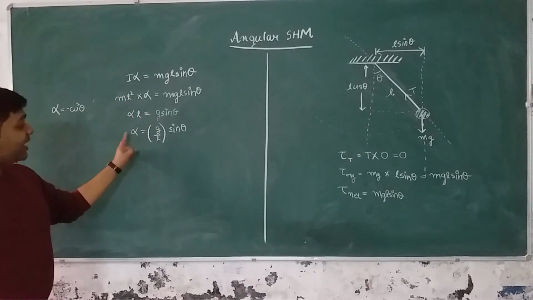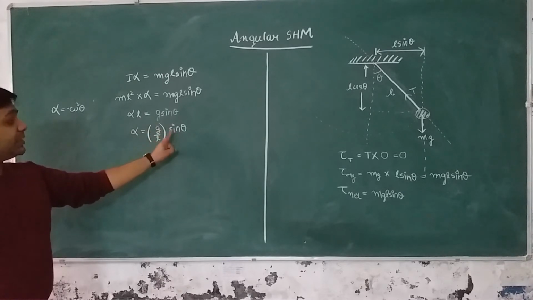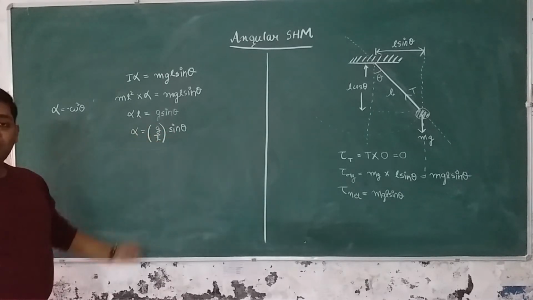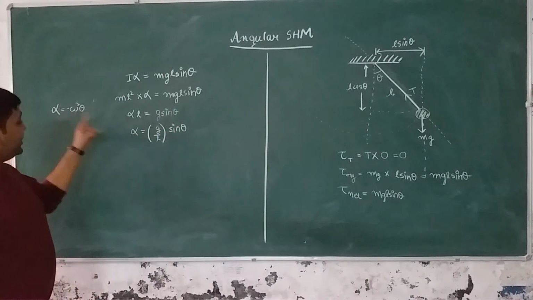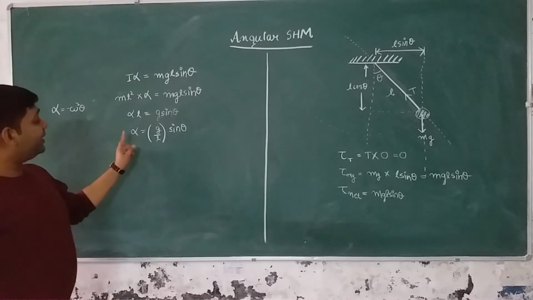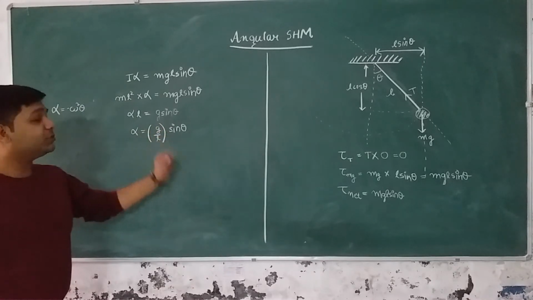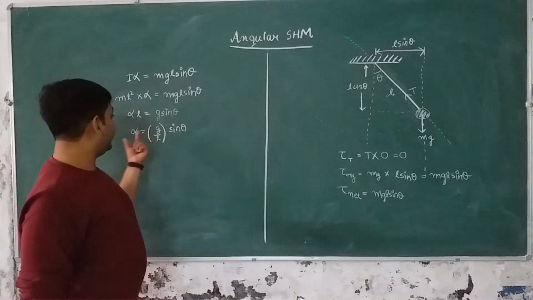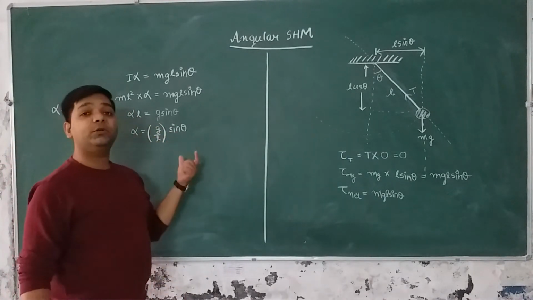No, because alpha here is directly proportional to sin theta. G and L are already constant, so it is equivalent to omega square. Fine, okay? But here alpha is directly proportional to sin theta. Here alpha is not proportional to theta.